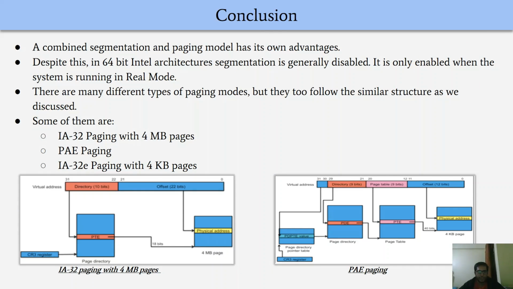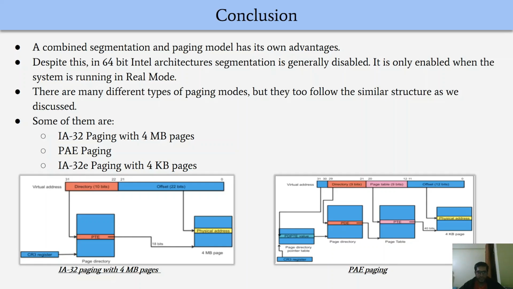With this, we come to the conclusion of this presentation. As we have seen, Windows XP uses a combined segmentation and paging model. It has its own advantages: segmentation has its own protection feature, while paging does away with the problem of external fragmentation because of the fixed frame sizes. Despite this, in 64-bit Intel architectures, segmentation is generally disabled. It is only enabled in the beginning when the system is running in real mode.